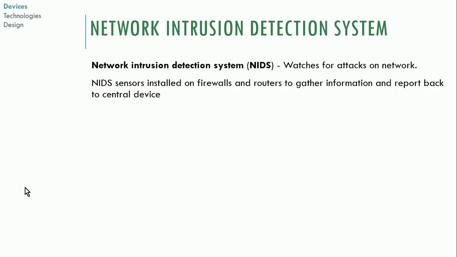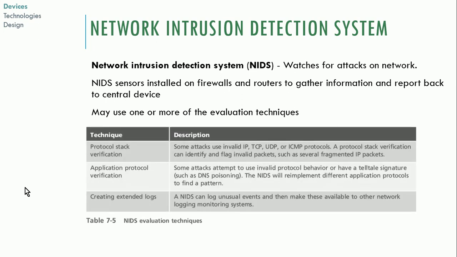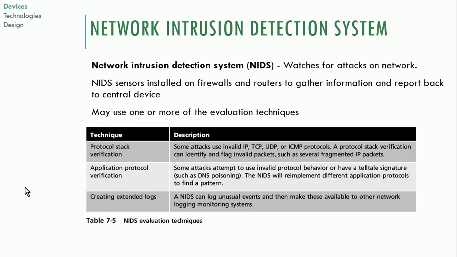Whereas a network-based system, it's running on the network, so it's monitoring firewalls and routers and looking at those log files. It's aggregating all that to some central device which is trying to make some decisions as to what to do with that traffic.